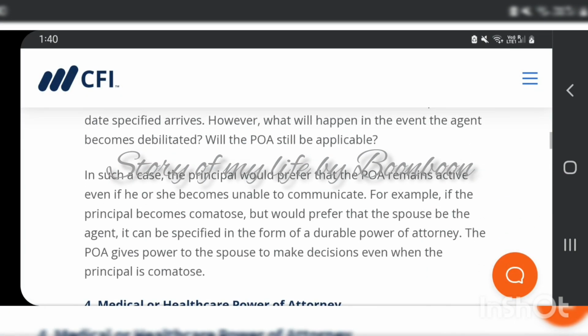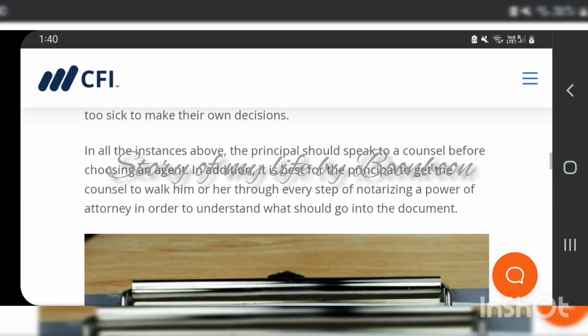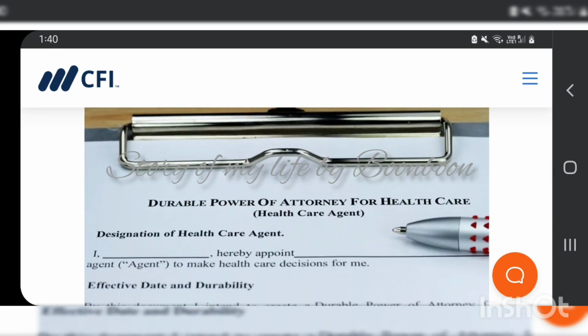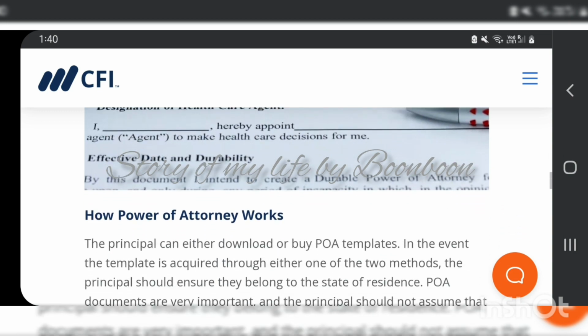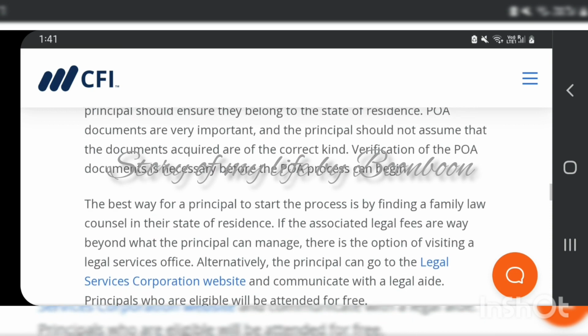I hope this short video on power of attorney has been helpful for you. If you do have any questions, do mention them in the comments. I'll come up with another video on power of attorney in detail. This is just a summarized version of the power of attorney.